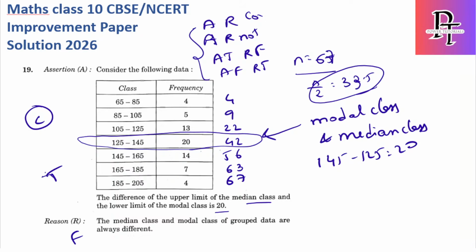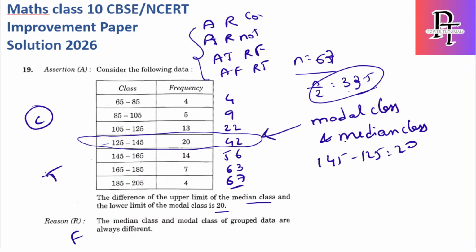In the assertion-reason statement they have mentioned that the difference of the upper limit of the median class and the lower limit of the modal class is 20. How do we find the median class? We need to find n by 2, which is the total frequency. If I add all these, I get 67. 67 by 2 is 33.5, so the CF value just above it, 32.5, gives the median class. For the modal class, the class with the highest frequency is the modal class. The highest frequency is again 20, so this is both the median class as well as the modal class.